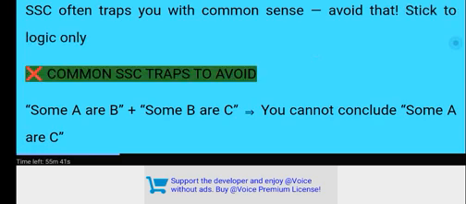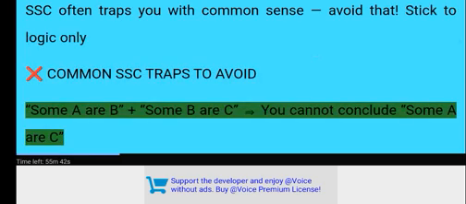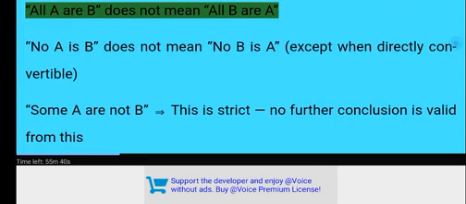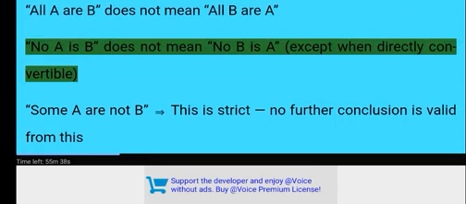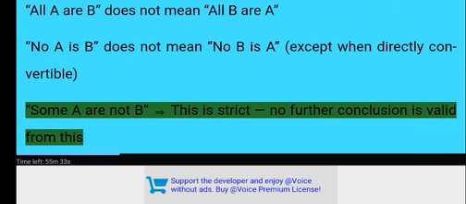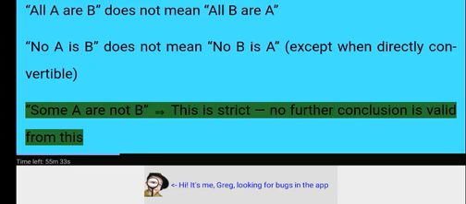Stick to logic only. Common SSC traps to avoid: Some A are B plus some B are C, you cannot conclude some A are C. All A are B does not mean all B are A. No A is B does not mean no B is A, except when directly convertible. Some A are not B is strict, no further conclusion is valid from this.